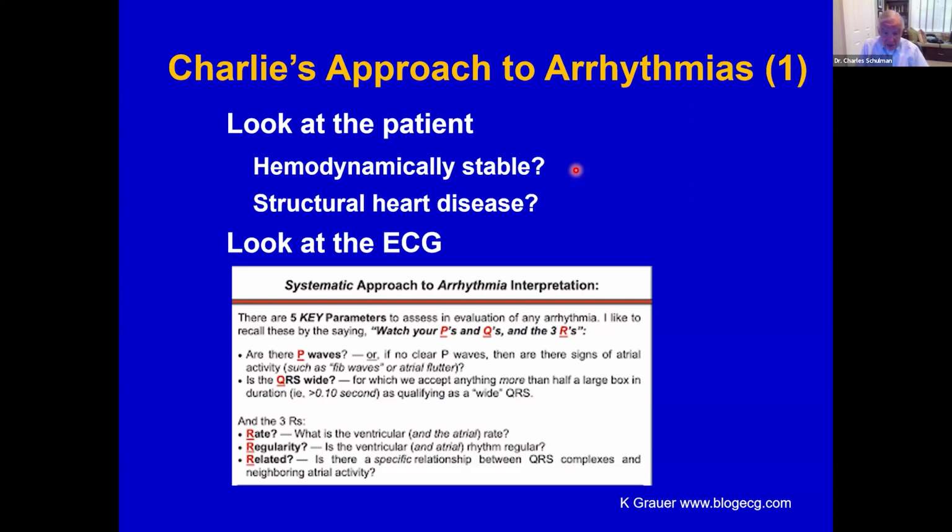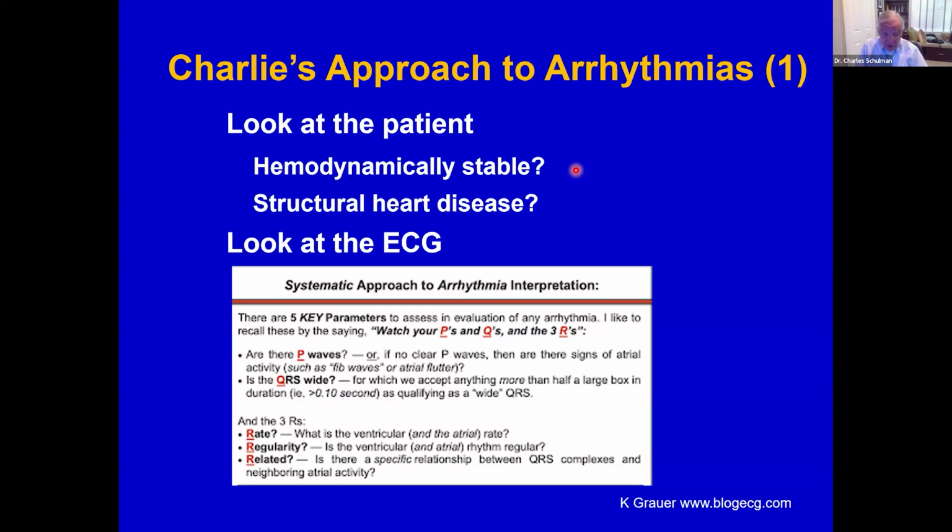And I put up here a systematic approach that's proposed by Ken Grauer, who blogs about ECGs, and his blog has numerous patients and examples and a lot of ECG interpretation information. So he proposes 5 key parameters. Watch your P's and Q's and the 3 R's. The P, are there P waves? If there are not, are there signs of atrial activity, such as fibrillatory waves or flutter waves? Q, is the QRS wide or is it narrow? You're dealing with 2 different kinds of things in that setting.